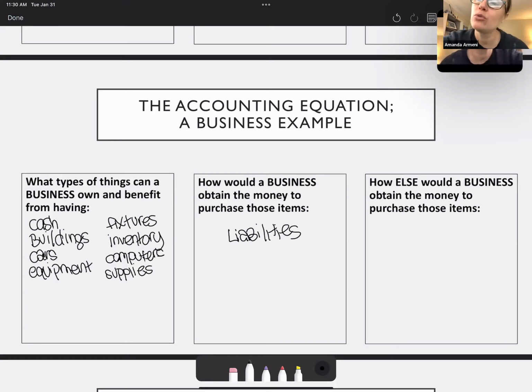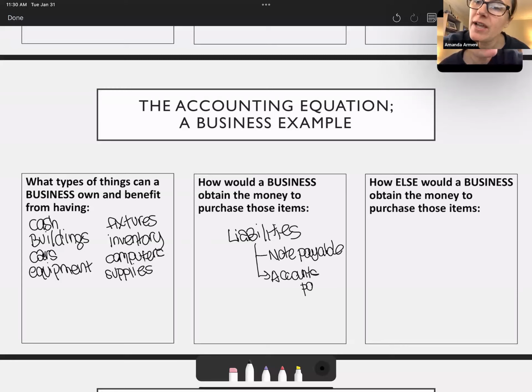So maybe we do get a big loan, right? And that big loan helps us purchase a building. We would call that in accounting terms a note payable, right? Or maybe, like the first example, we have supplies and we're just going to pay for them maybe a month from now, maybe 2 months from now. We don't need a big giant loan, but we just need a little bit of time before we actually pay for those supplies. We would call that accounts payable, right?